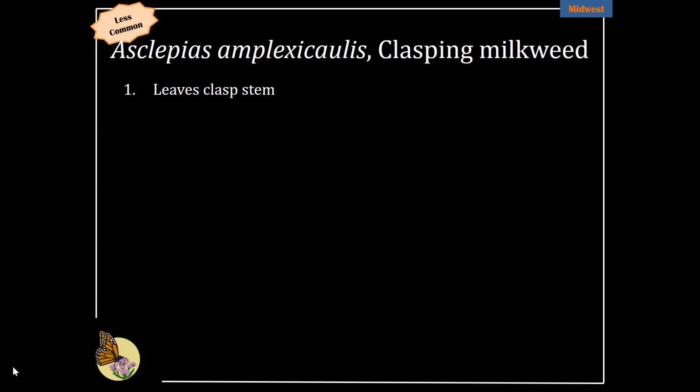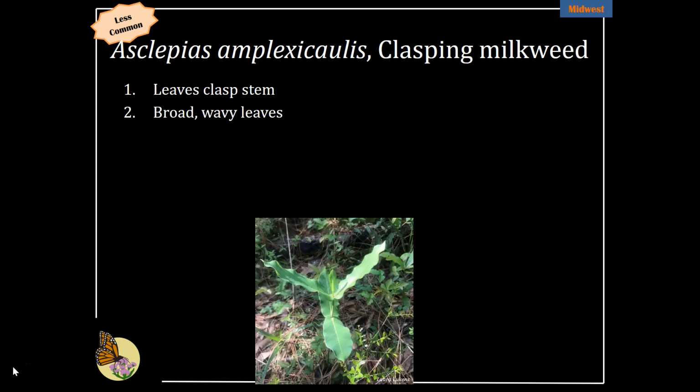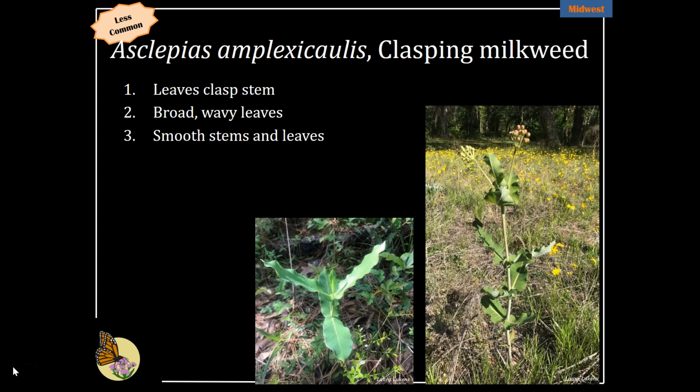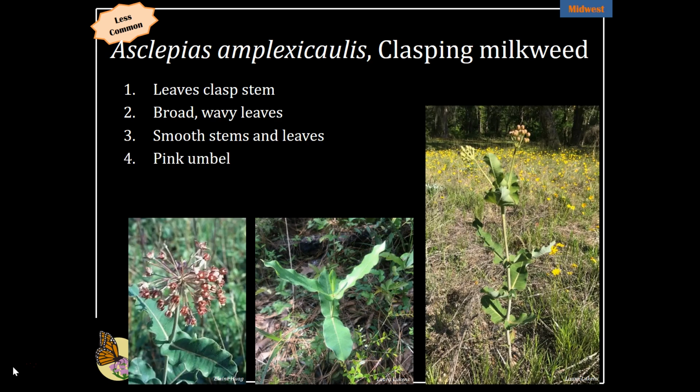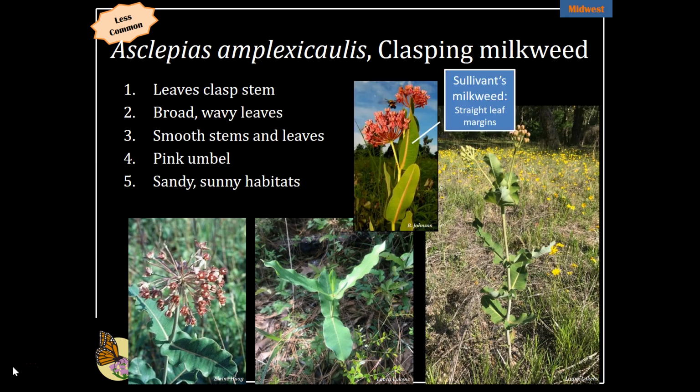It has broad, waxy leaves that clasp the stem. The leaves are broad and wavy at the margins. The stems and leaves are smooth to the touch. The flowers are pink, and it's found in sandy, sunny habitats. You can tell it apart from Sullivant's milkweed by the leaf margins. Sullivant's has straight edges. Additionally, Sullivant's milkweed prefers moist soils, while clasping milkweed is found in dry uplands.